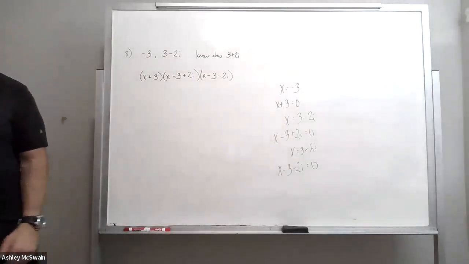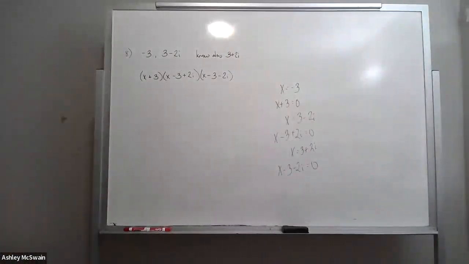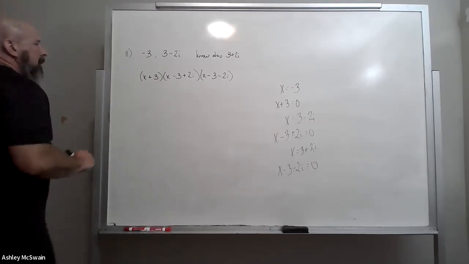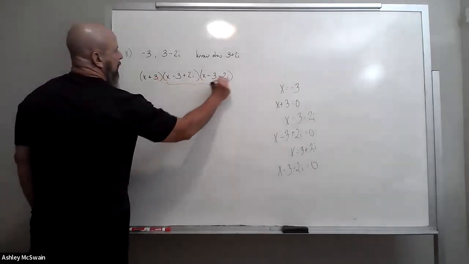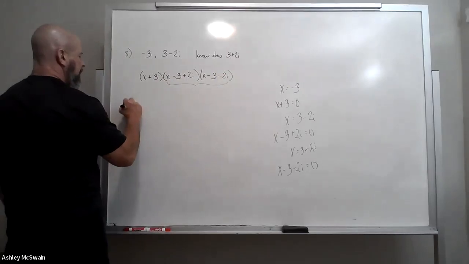All right, now the work comes in. I've got to get this multiplied out. You can multiply any ones together first that you want. My suggestion would always be multiply the complex ones first.